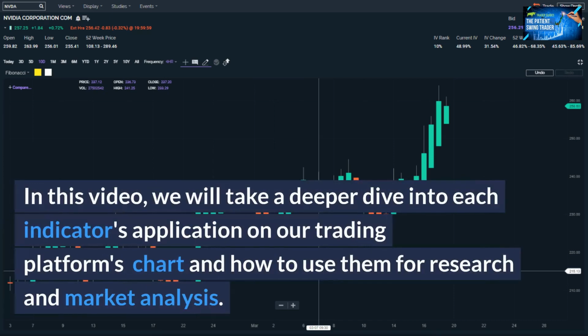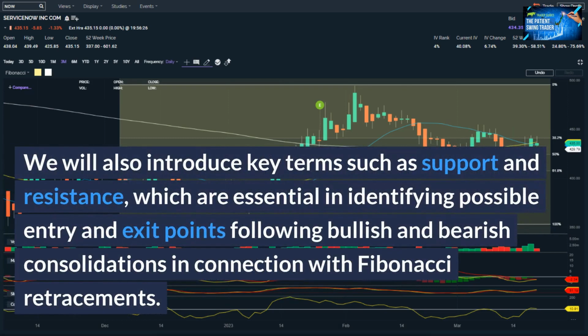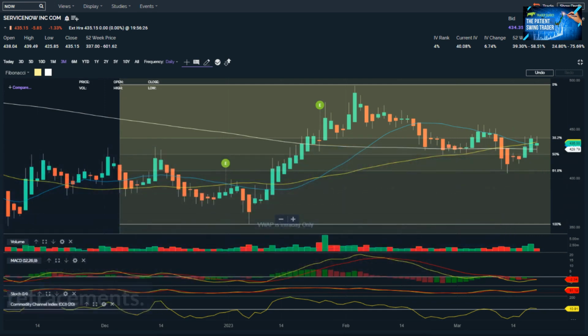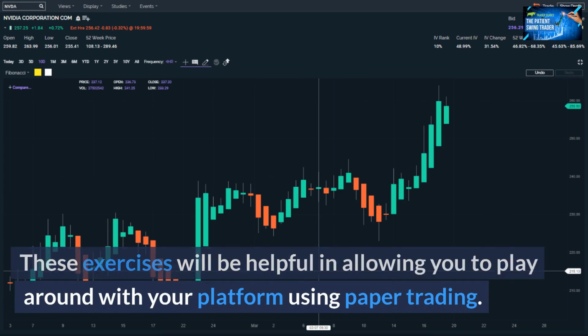In this video, we will take a deeper dive into each indicator's application on our trading platform's chart and how to use them for research and market analysis. We will also introduce key terms such as support and resistance, which are essential in identifying possible entry and exit points following bullish and bearish consolidations in connection with Fibonacci retracements. These exercises will be helpful in allowing you to play around with your platform using paper trading.